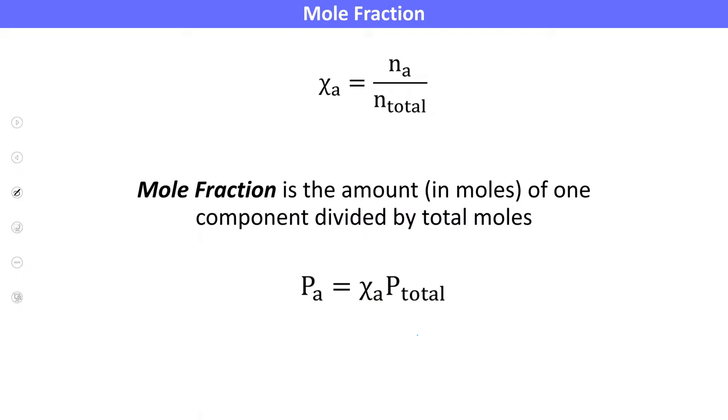We've talked a lot about mole fraction before. Remember, that's that Greek letter chi, looks like an italicized X. Mole fraction is kind of like percent by mole, except it's not multiplied by 100. So you could say the mole fraction of any component A is equal to moles of A divided by moles total.